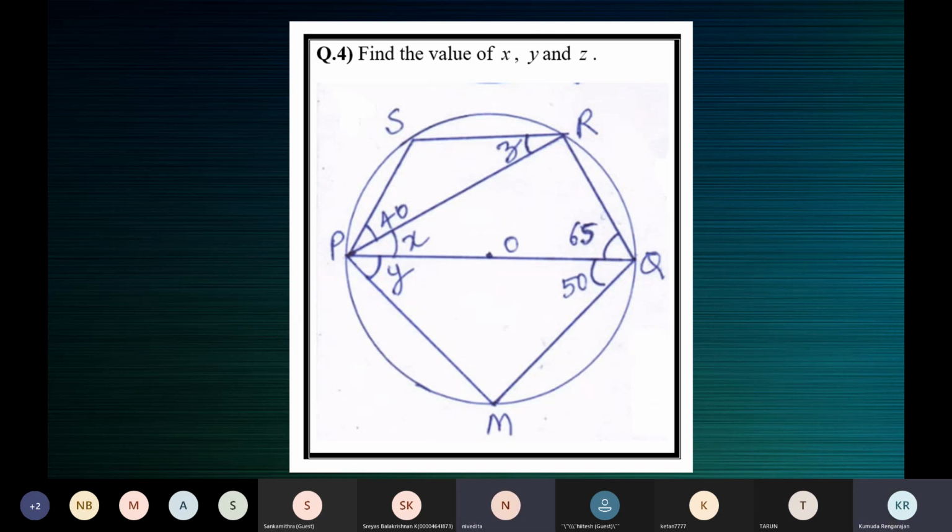Ma'am, can we use the cyclic quadrilateral property? Ma'am, S is 65 degrees. This is how much? 115, ma'am. Opposite angles are supplementary in a cyclic quadrilateral. Ma'am, angle P is 40 plus 25. PQRS is a cyclic quadrilateral. Opposite angles are supplementary.